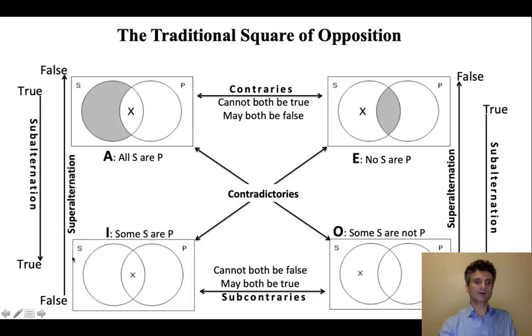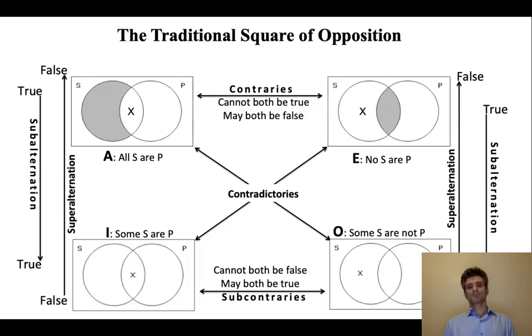And another relationship is superalternation. According to superalternation, the falsehood of the particular implies the falsehood of the universal, but not the other way around. Okay, so this is the traditional square of opposition.